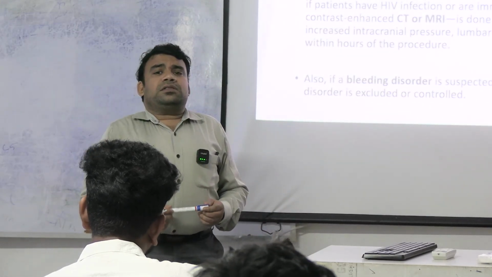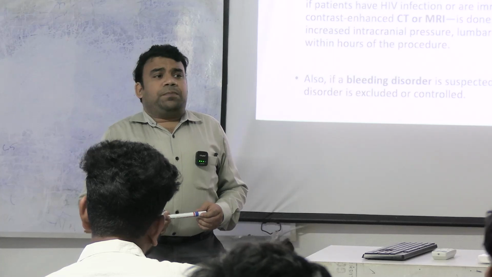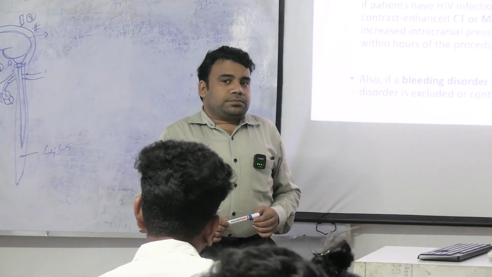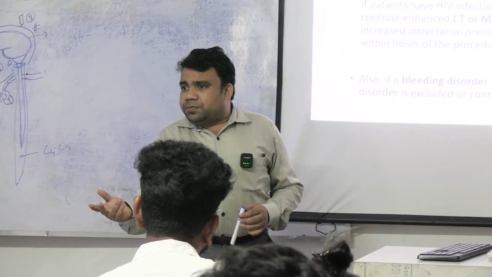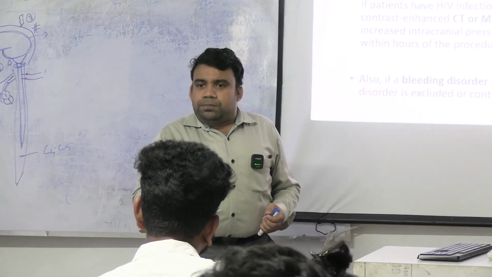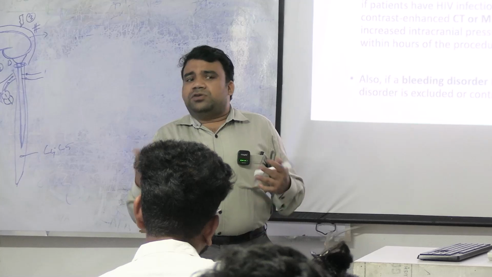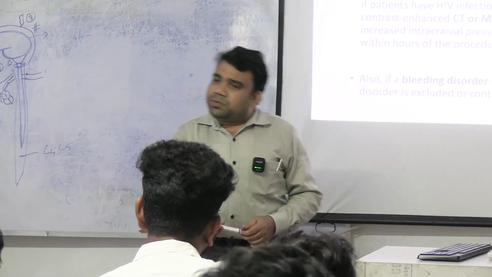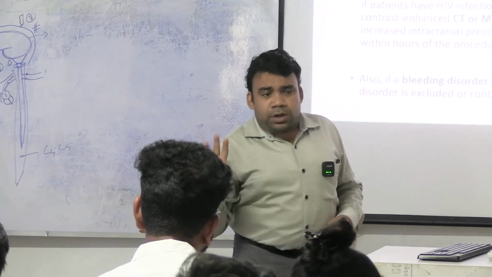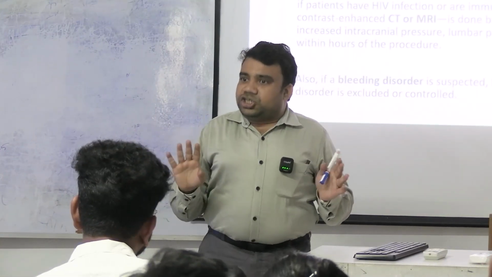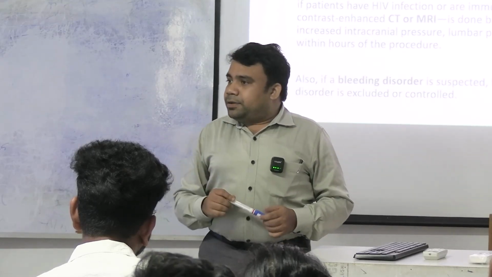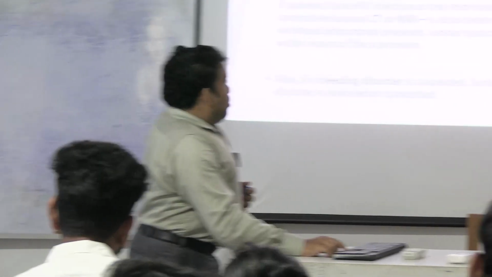Another important thing that you should remember is if the patient has any history of bleeding disorder. If there is a bleeding disorder present, what might happen is that after the procedure is done, there will be increased bleeding within the cerebrospinal space itself, further increasing the intracerebral pressure. So these are the two main important points. Please remember, these are not contraindications, but you should keep these in mind.